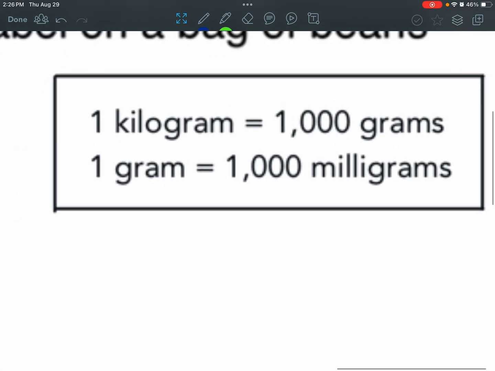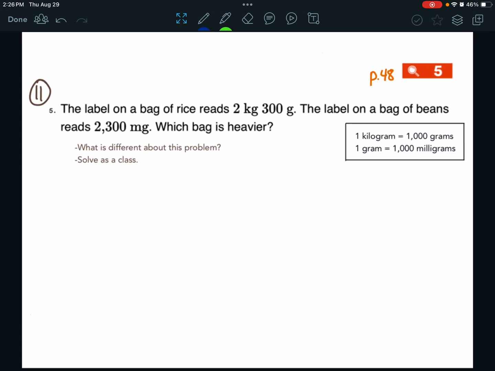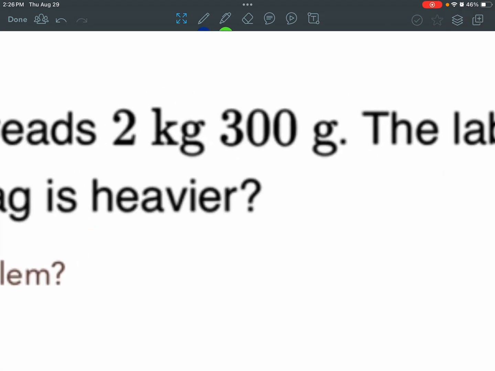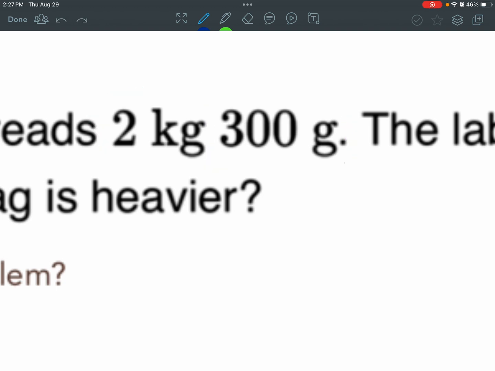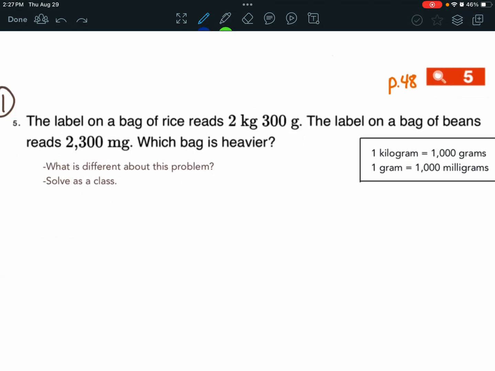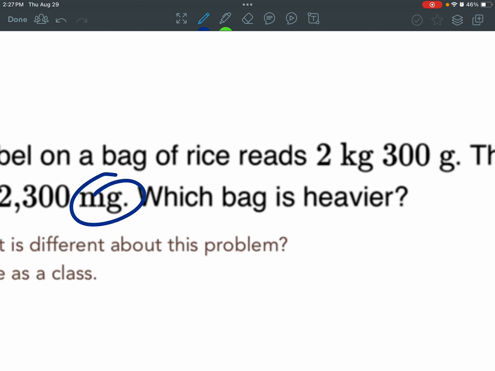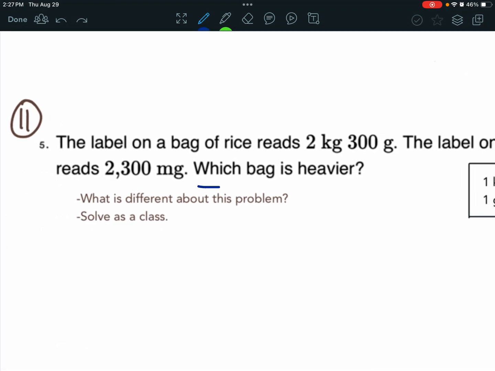And if you're in class, here are the measurements for this one. So it says the label on a bag of rice weighs 2 kilograms and 300 grams. Well, first of all, that's a big difference right there. There's 2 separate sections. We haven't had that yet. There's kilograms and grams. So that's going to throw a kink in it. Then it says the label on a bag of beans reads 2,300 milligrams. Well, that's nothing to even do with kilograms. Well, it's all grams, but still, those are 3 completely separate things. We've usually only dealt with 2. Which bag is heavier? So that's the question we're answering.